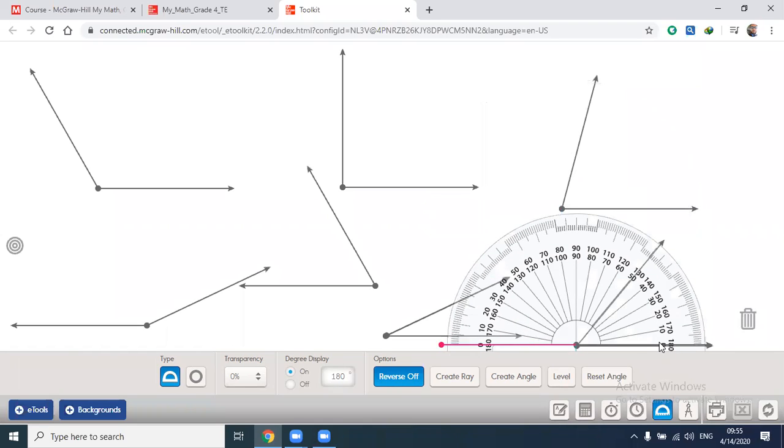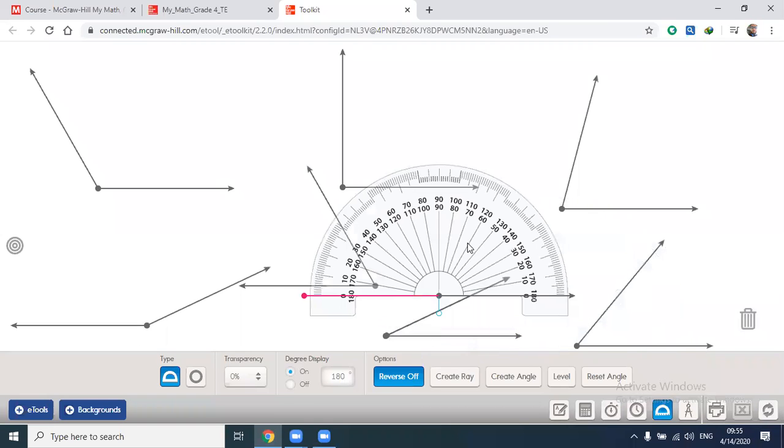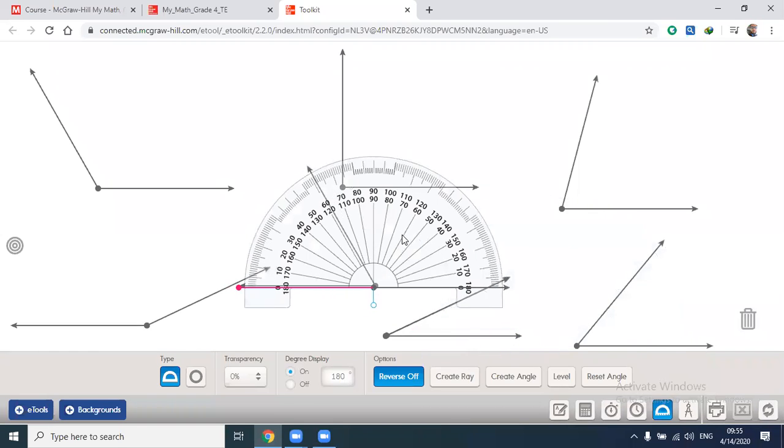Also here, I have to count from 0 from this ray to the other ray to see the measure of the angle. As you see here, from 0 count 0, 10, 20, 30. So the measure of this angle will be 30. What about the angle on the other side, the left side? No problem.